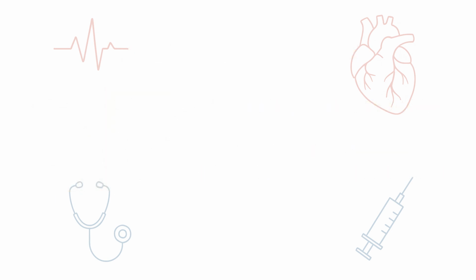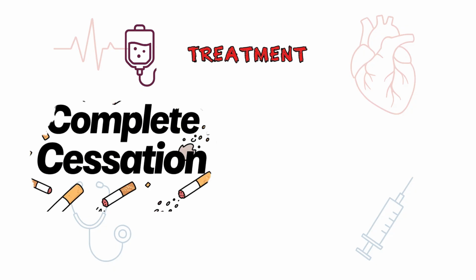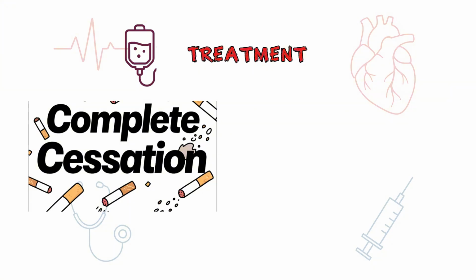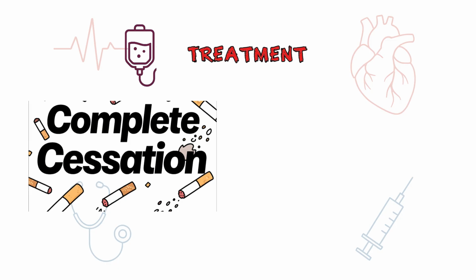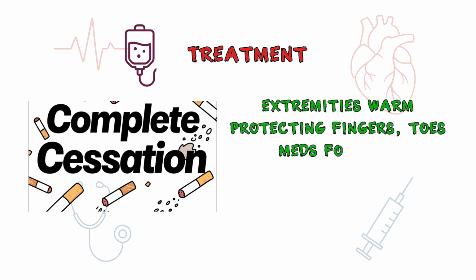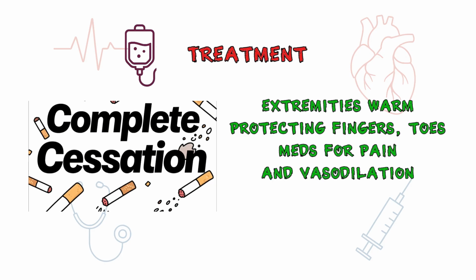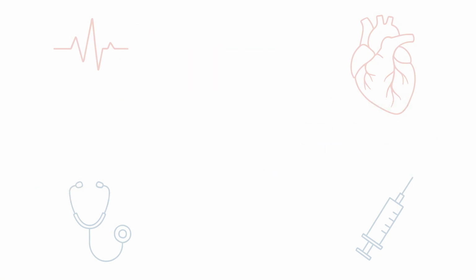Now treatment. There is only one proven intervention. Complete smoking cessation. Not cutting back, not switching to vaping. Stopping entirely. If the patient continues to smoke, the disease progresses and amputation may be required. Other supportive measures include keeping extremities warm, protecting fingers and toes from injury, medication for pain and vasodilation, which have limited benefits.